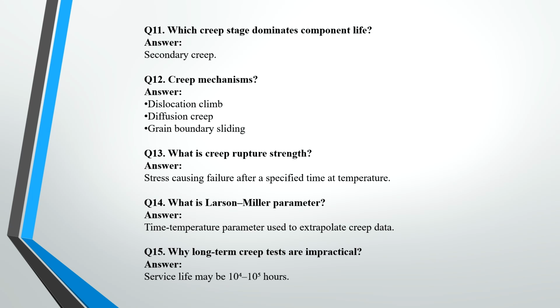What are the different creep mechanisms? One is dislocation climb, diffusion creep, and grain boundary sliding. What is creep rupture strength? It's the stress causing failure after a specified time and temperature. What is the Larson-Miller parameter? It's a time-temperature parameter used to extrapolate creep data. Why is a long-term creep test impractical? Because service life may be 10 to the power of 4 to 10 to the power of 5 hours. That's why we don't consider very long-time creep tests.